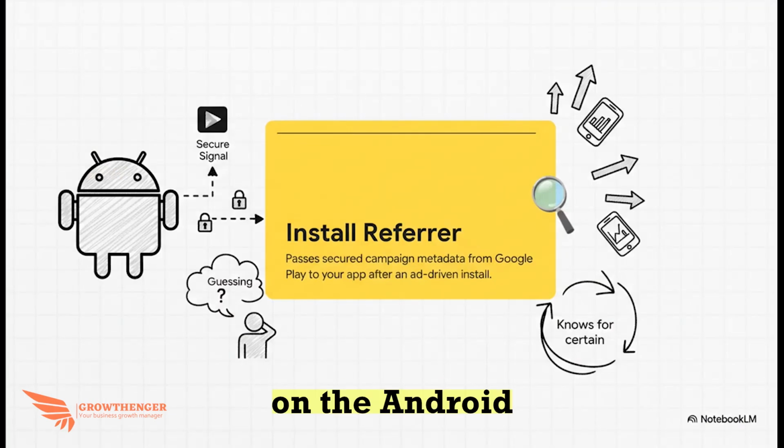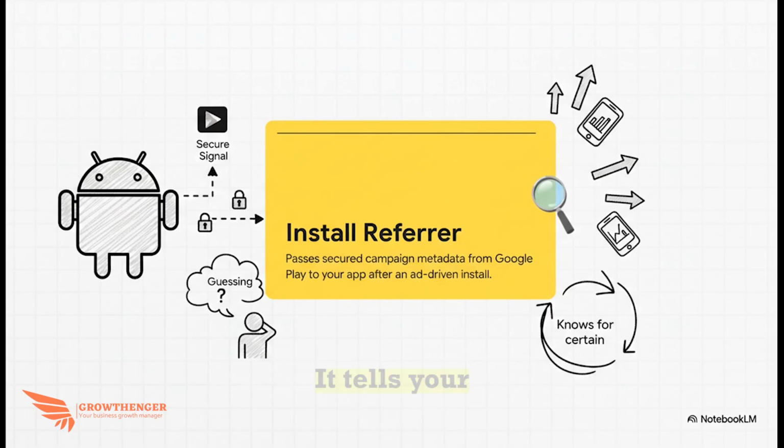Now, over on the Android side, the key piece of the puzzle is the install referrer. This is basically a secure, encrypted signal that comes directly from the Google Play Store. It tells your app exactly which ad campaign was responsible for the install. Without it, you're just guessing where your Android users are coming from. With it, you know for certain.